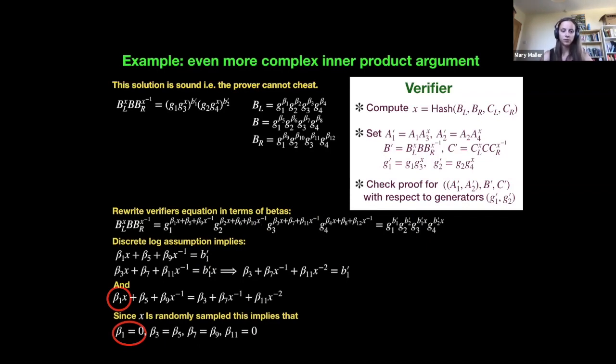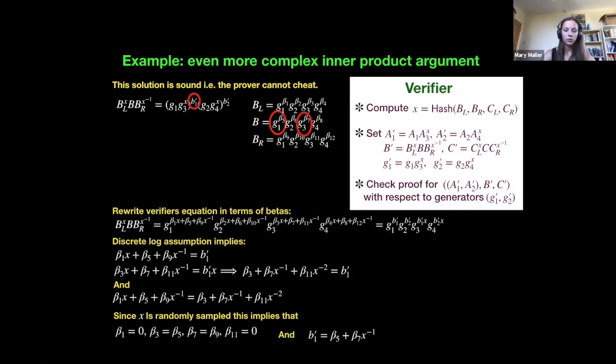So X appears on its own, beta 1 is 0. Beta 5 and beta 3 appear, those must be equal with X to the 0. X to the minus 1, we get beta 9 equals beta 7. And our last one, X to the minus 2, gives us that beta 11 must be equal to 0.